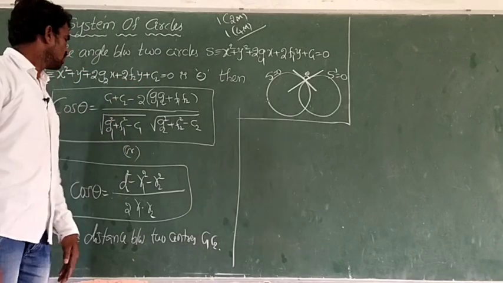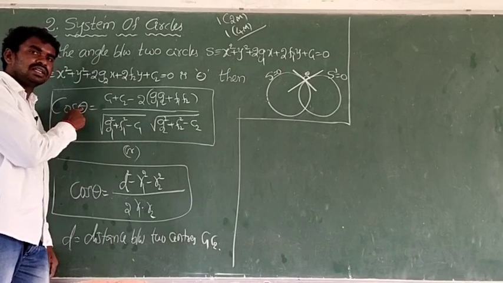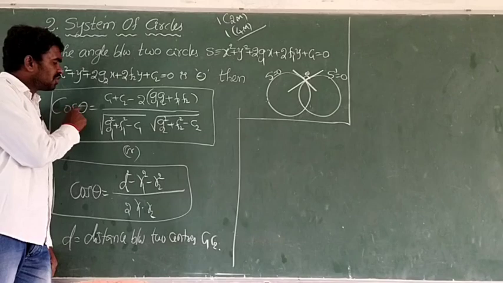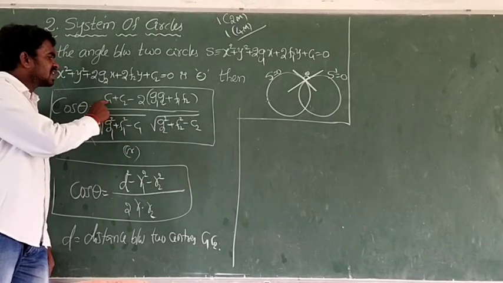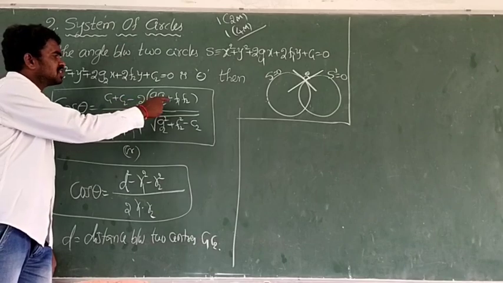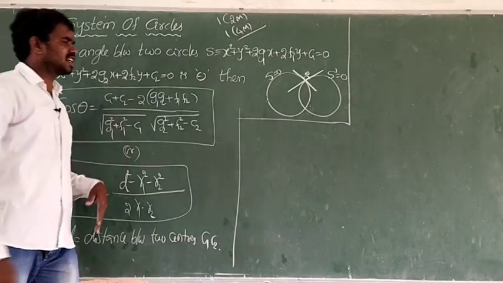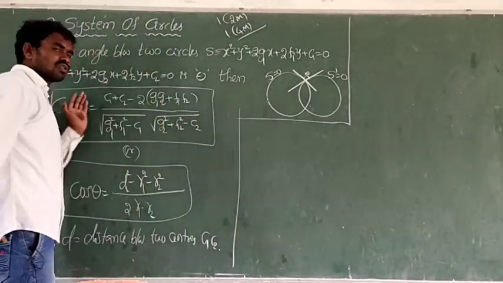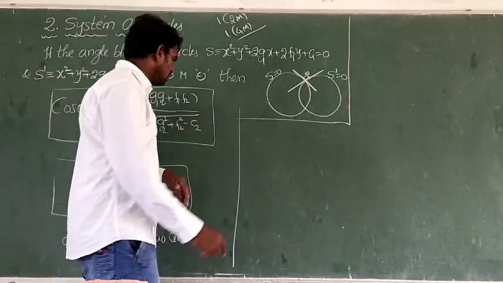90 degrees. If theta is 90 degrees, then cos 90 is 0. So 0 into something is 0, and finally we get c1 + c2 − 2(g1g2 + f1f2) = 0. Taking the minus term to the right side, we get 2(g1g2 + f1f2) = c1 + c2. Are you clear? Note it down first of all.